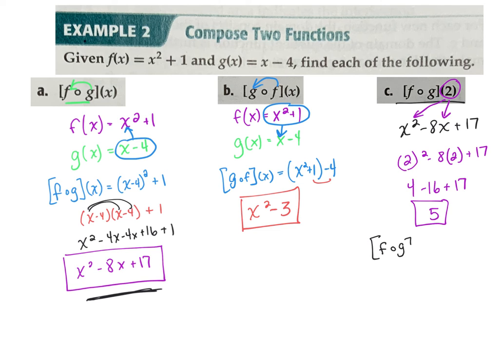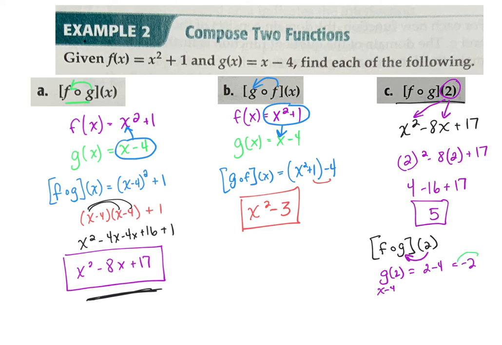If we had not already found f of g, right? Let's say we had not found f of g. You can take the 2 and plug it into the g. So we're going to say g of 2. All right? Well, g of 2 is going to be, so g, remember, is x minus 4. So we're going to say 2 minus 4. Well, that's negative 2. All right?